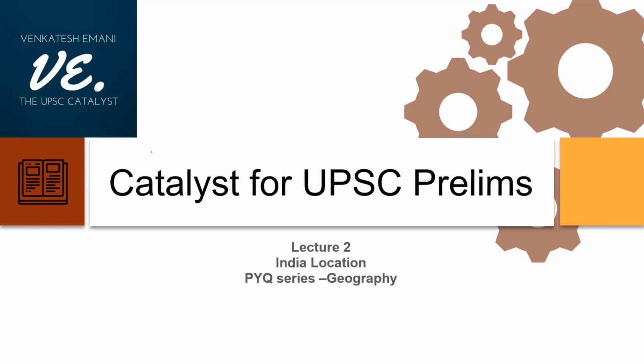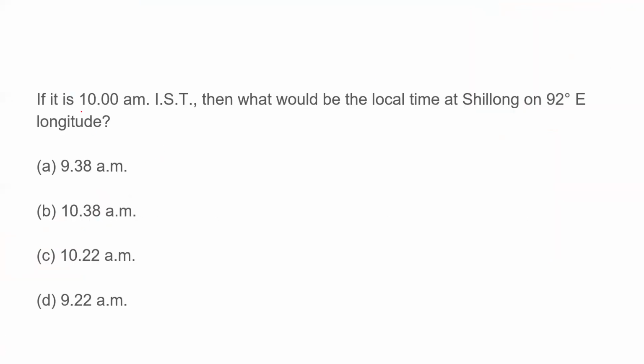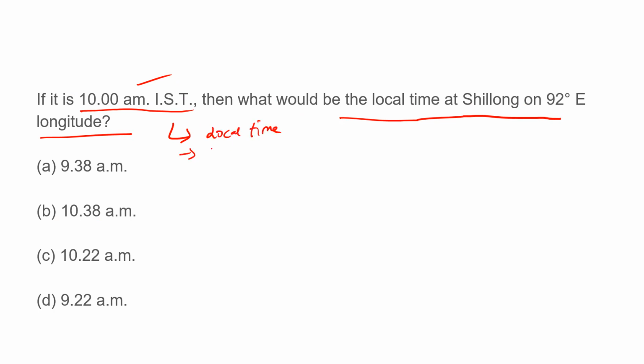So let's see the question which was asked yesterday. If it is 10 a.m. Indian Standard Time, then what would be the local time at Shillong at 92 degrees east longitude? So this is the question of how do you calculate the local times, and how do you calculate the time distance between different longitudes?